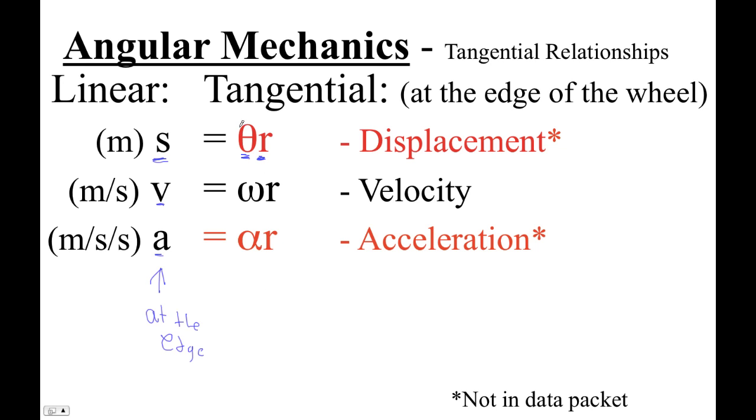That's at the edge. And then just be very, very careful. All of these must be in radians: radians for the angle, or for omega radians per second, or for alpha radians per second squared. Just be sure. You can't do it with RPMs. You can't do it with rotations per second. It's got to be radians. All right, good enough.